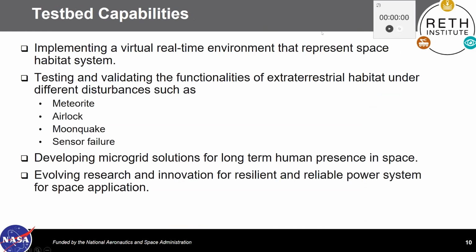Our testbed has the capability to implement a virtual real-time environment that represents the space habitat system. We have the capability to validate the functionality of the extraterrestrial habitat under different disturbances. We have the capability to develop microgrid solutions for long-term human presence in space. And we can do more research and innovation for resilient and reliable power systems using this testbed.